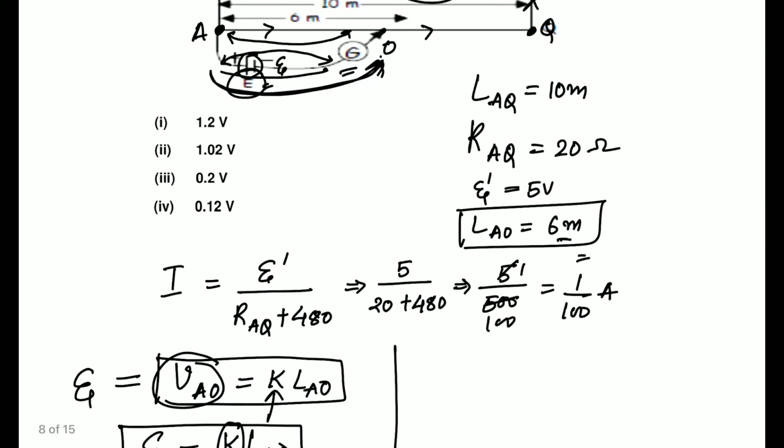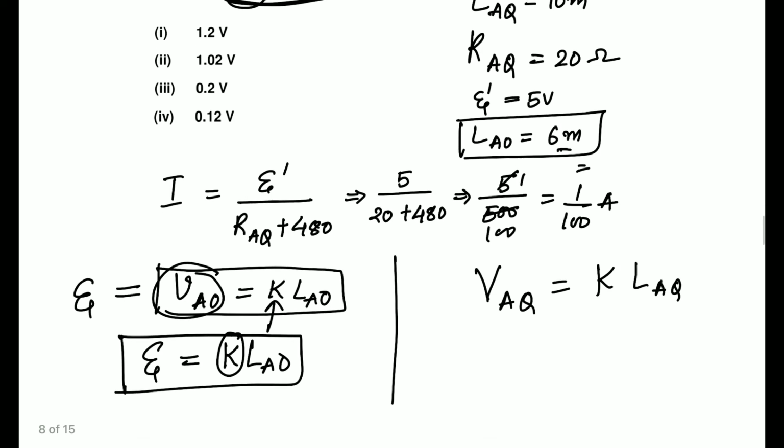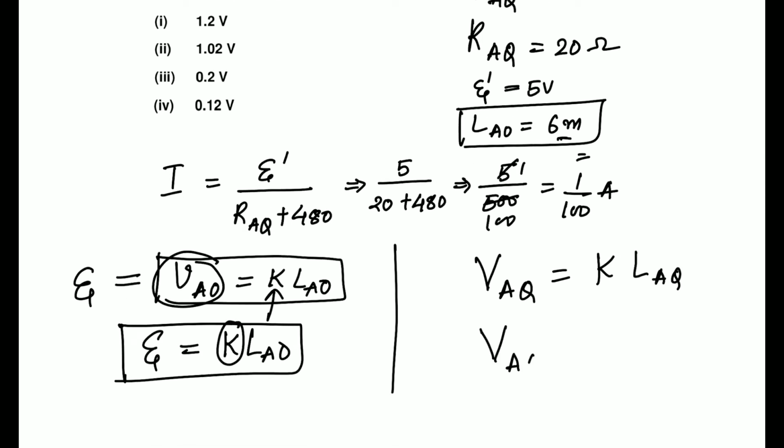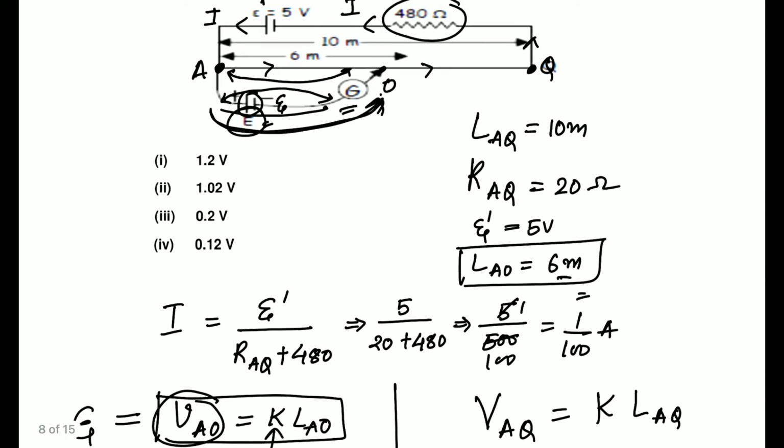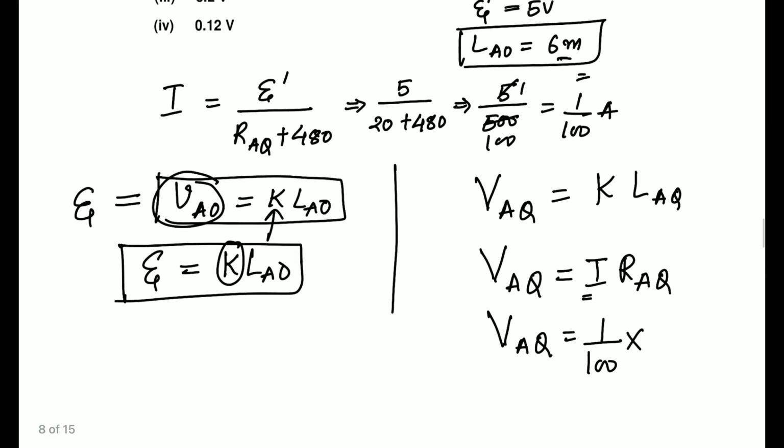Now how can I find it? With the same principle I have just used, the potential across the entire wire AQ, VAQ, is also given as K times the entire length, that is LAQ. But I can also use Ohm's law here, that is VAQ can also be written as I times RAQ. Is that a yes or no? Now VAQ can be written as, I know the value of I here, 1 upon 100 multiplied by RAQ. RAQ is given to me, that is your 20 ohm. Yes or no?